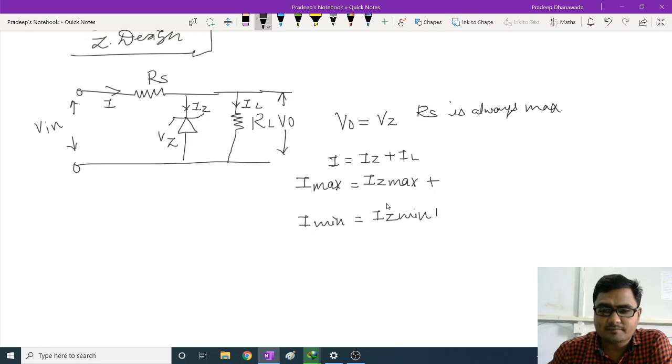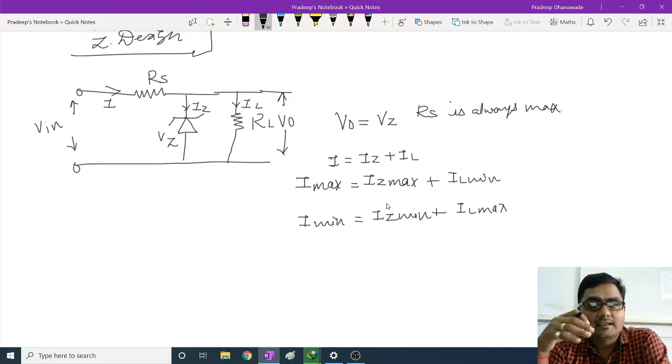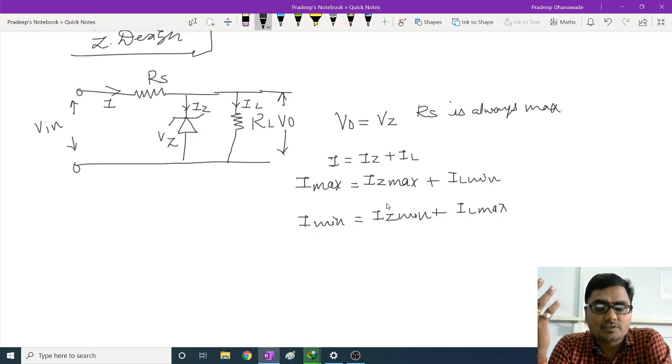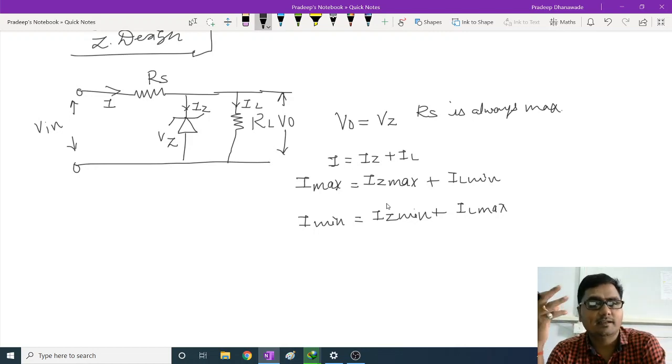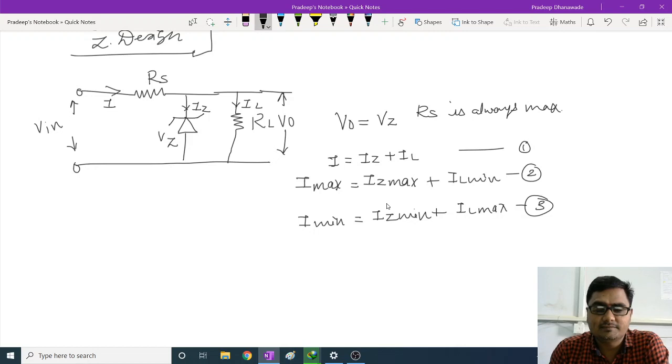Now when the Zener current is maximum, obviously the load current has to be minimum. And when IZ is minimum, the load current must be maximum, because the Zener current is inversely proportional to the load current. We have seen that. So if IZ is maximum, IL must be minimum, and if IZ is minimum, IL must be maximum. Let me call these equation number 1, equation number 2, and equation number 3. So three equations are there with us.